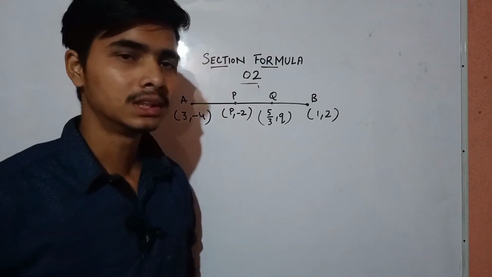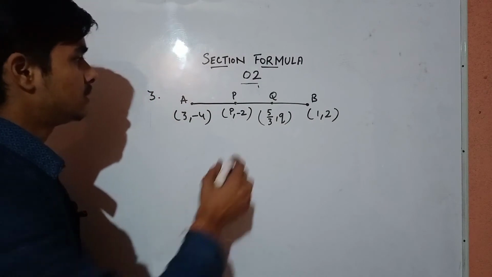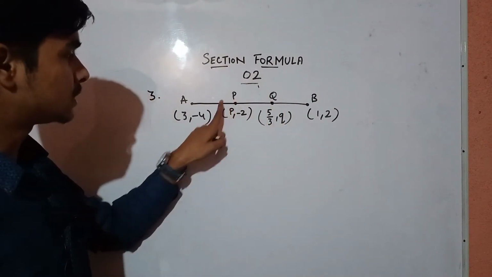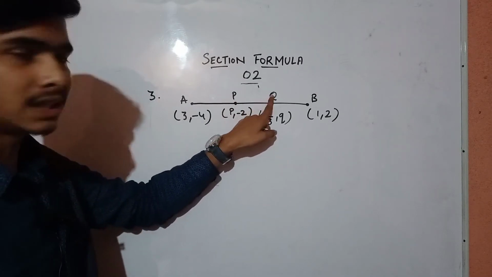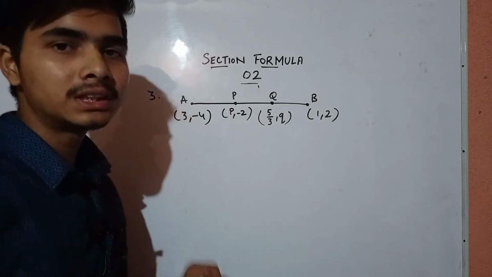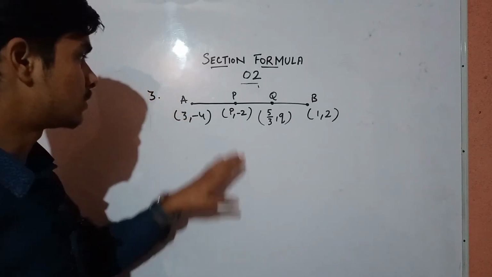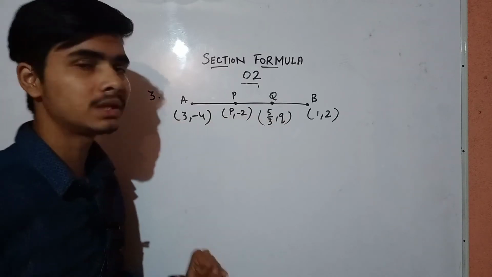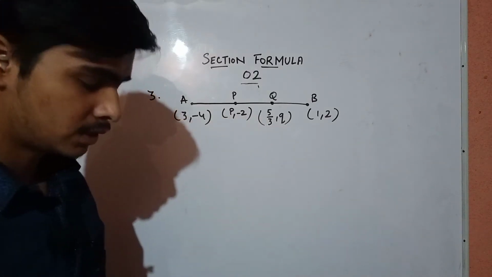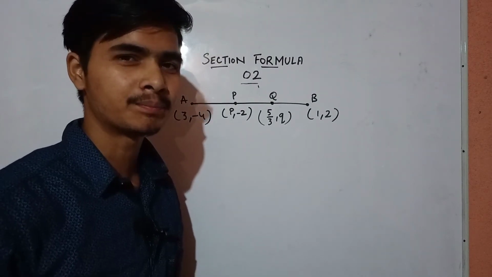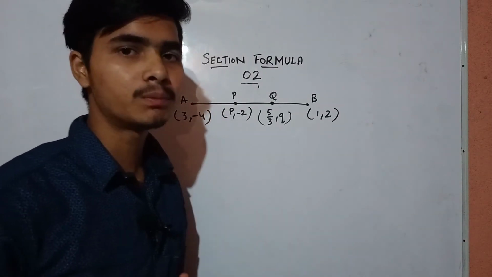Now the question is there are 2 points P and Q here, and it has the coordinate p comma minus 2 and it has the coordinate 5 by 3 comma q. The most important thing is that you need to find out what is the value of p from here and what is the value of q from here. Okay, so the first thing is that which formula we have to apply here. Obviously not the midpoint formula.